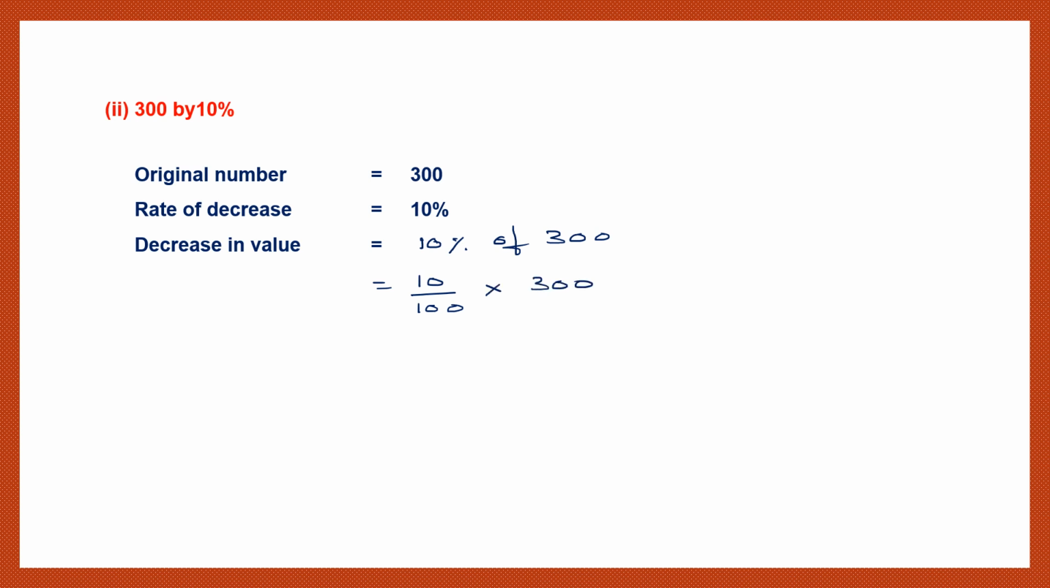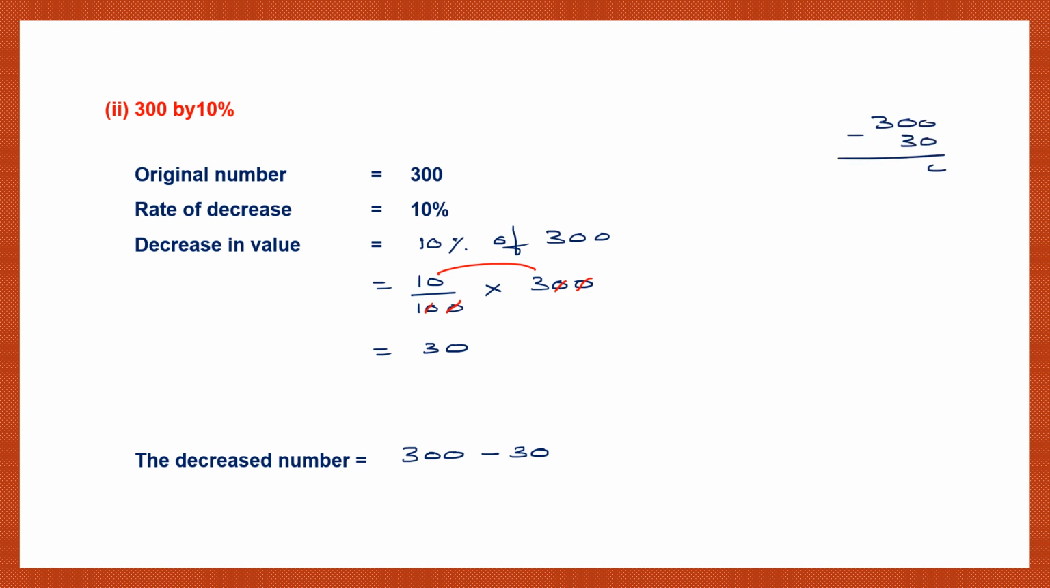Cancel. Now I can cancel 2 zeros here and 2 zeros there. So I just multiply 10 into 3. 10 threes are 30. Now to find the decreased number, all we have to do is take the original number and minus this decrease in value, which is 30. And let's do that subtraction. 0. Now here borrow. 10 minus 3 is 7, 2. So what's our answer? 300 minus 30 is 270, which is the decreased number or the new number.